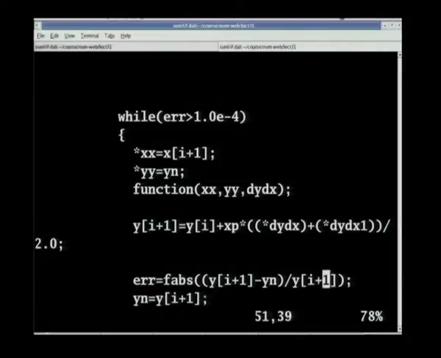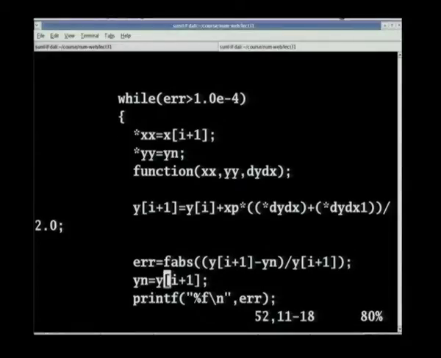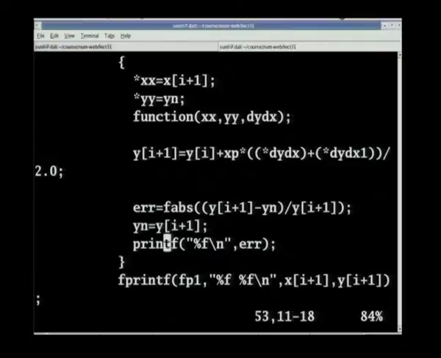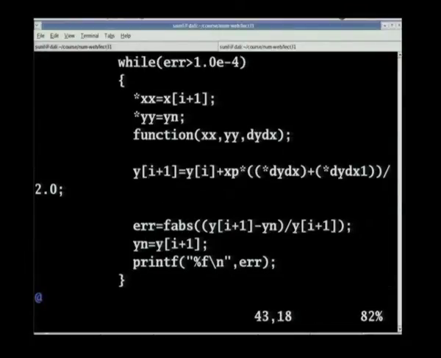Then I compute the error here as the absolute value of yi plus 1 minus yi divided by yi. Then I put the y next. The value which you obtain from here is the next predicted value, and we will continue this loop till this error is less than 10 to the power of minus 4.